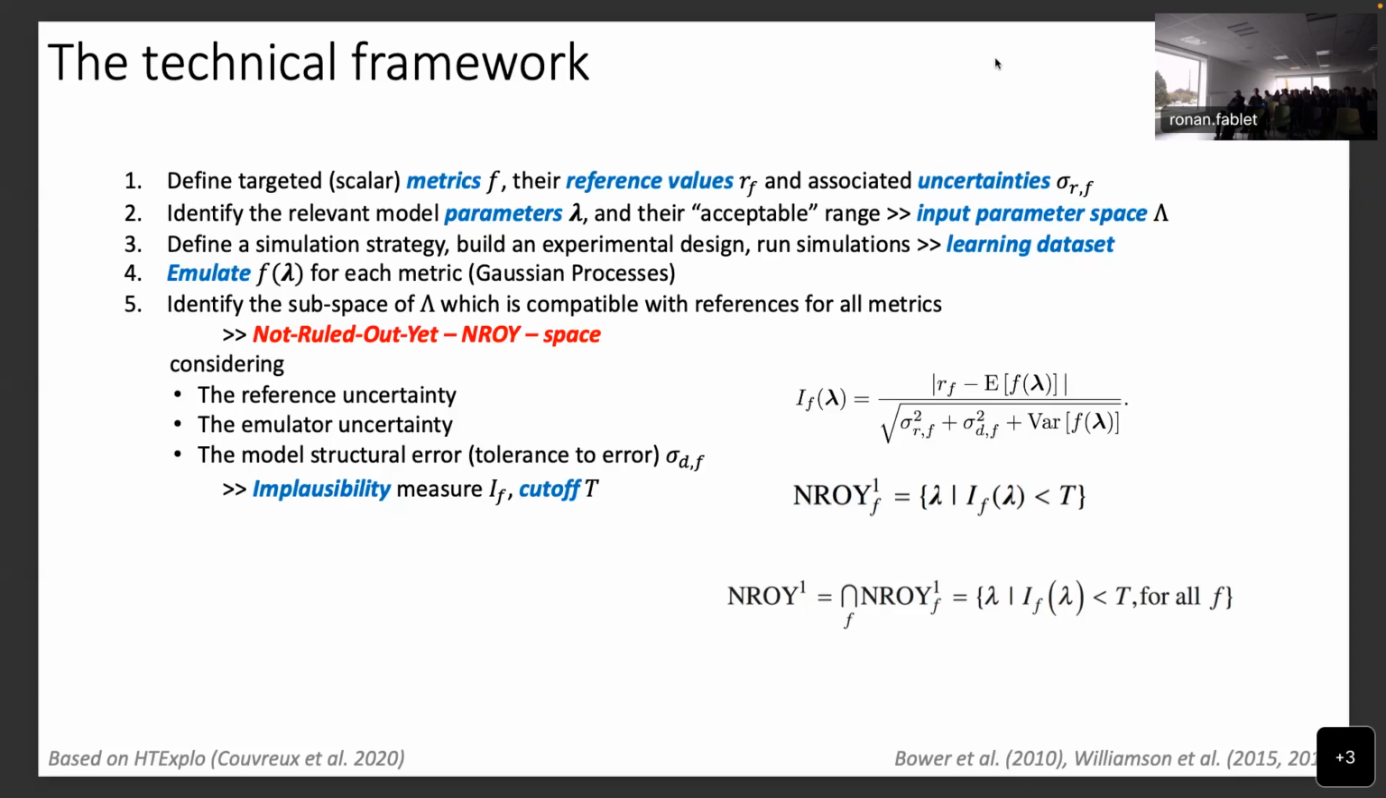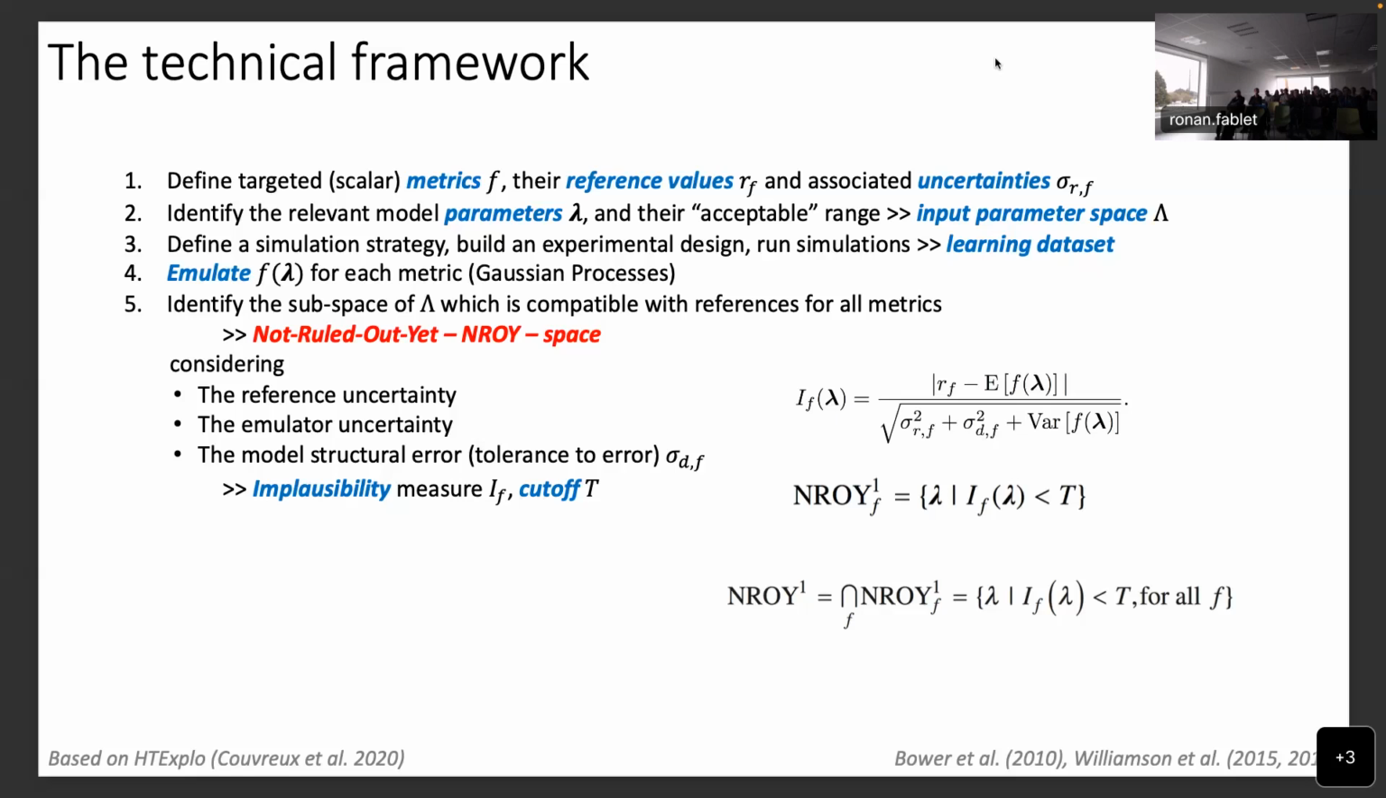So then from this learning data set, we can fit Gaussian processes to emulate the dependence of the metrics on the model parameters. And from that, we can identify the subspace of the input parameter space which is compatible with the references for all metrics. I will call it the not ruled out yet space, or NROY space. Considering in that the reference uncertainties, the emulator uncertainties, and the model structural error, which, as I said, is interpreted so far as a tolerance to error.